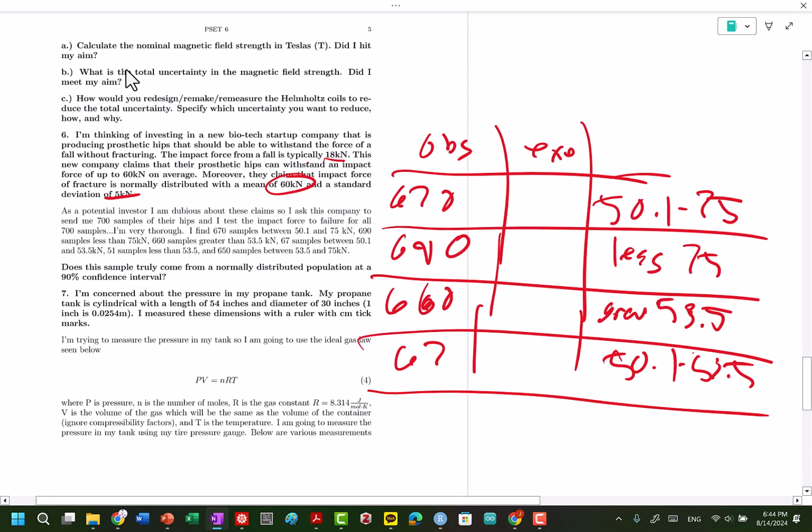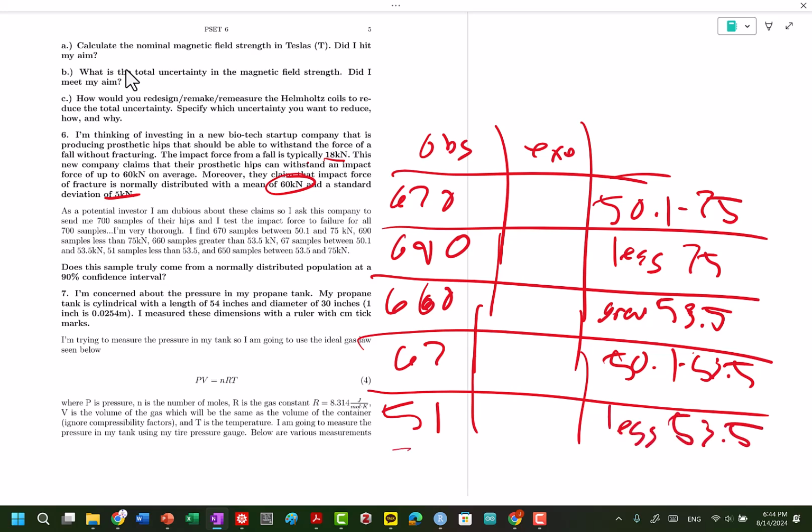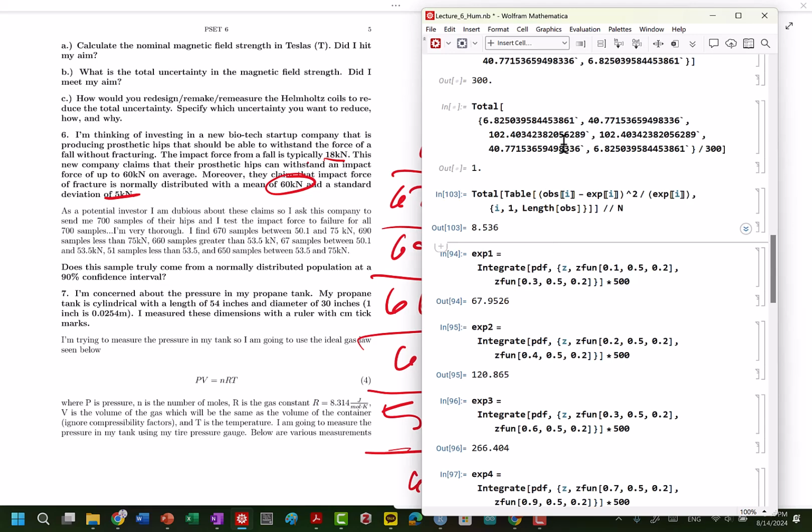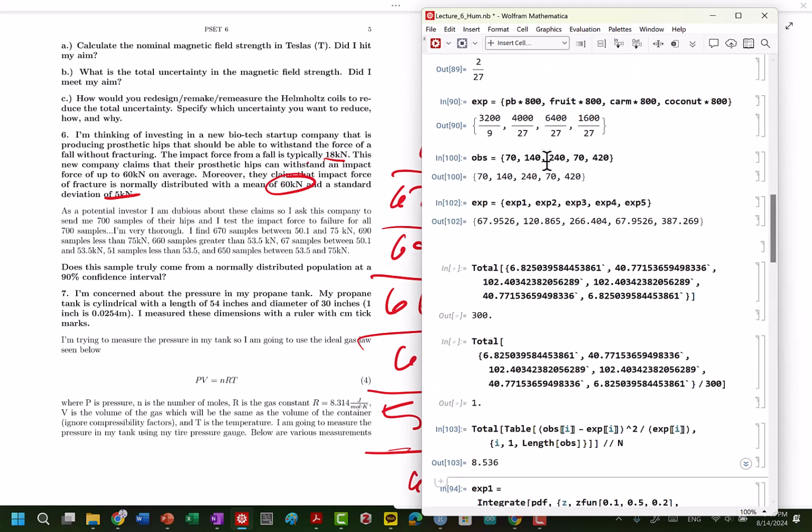And then finally, we have 51 samples less than 53.5. And then finally, actually, 650 between 53.5 and 75. So let's go ahead. We're experts at this point. So I'm going to go ahead and first write down our observed. So our observed is going to be 670, 690, 660, 67, 51, and then 650. So we've got that there.